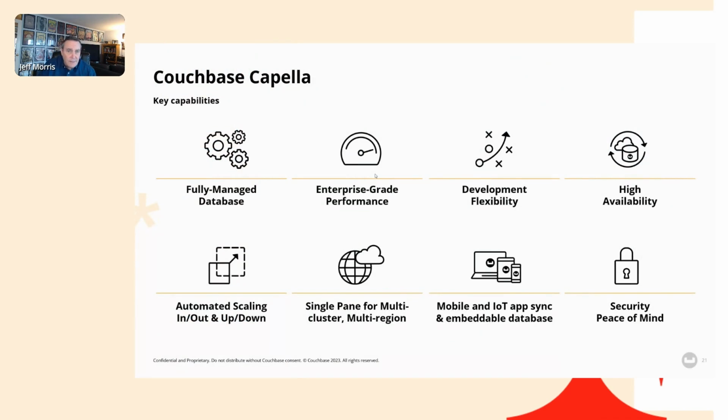So let's look at Capella a little bit. I want to give you an overview of the kinds of technology that Couchbase Capella, and Couchbase in general, offers. Capella is our database as a service. It's fully managed. It's enterprise caliber. It supports development flexibility in terms of what you're trying to build, when you can build it, taking advantage of your existing skill sets. Like if you know SQL, you're going to be very comfortable using SQL++ inside of Capella.